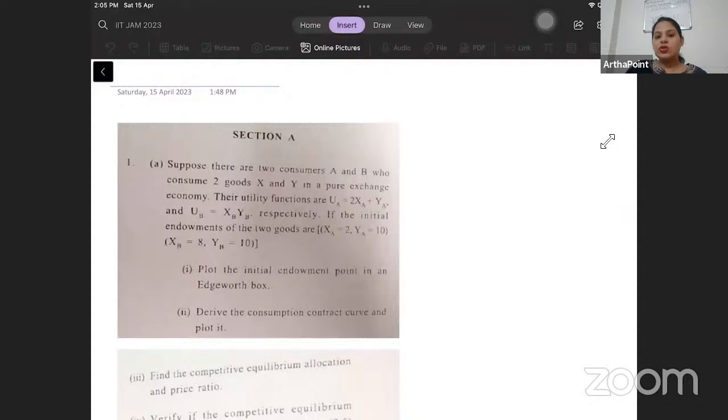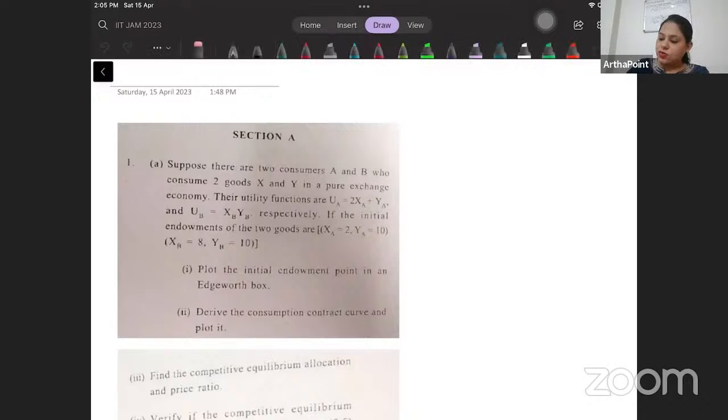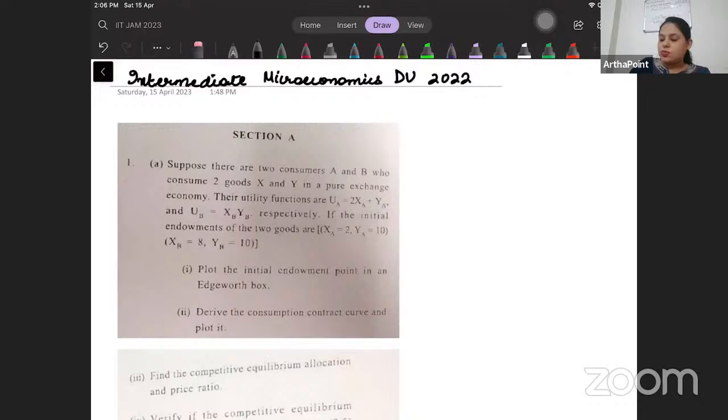What we are going to do today is look at the past year paper of Intermediate Microeconomics 2022. This is one of the questions that came in the Intermediate Microeconomics, Delhi University 2022 paper, Microeconomics-II.